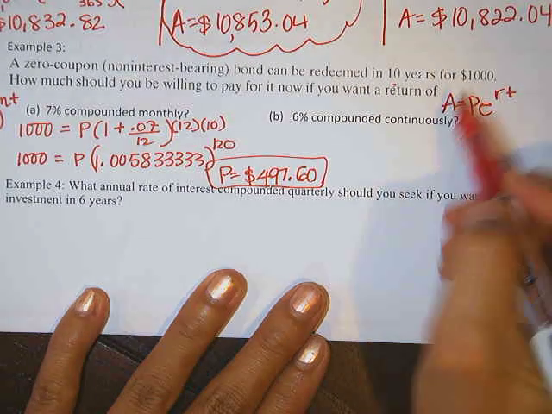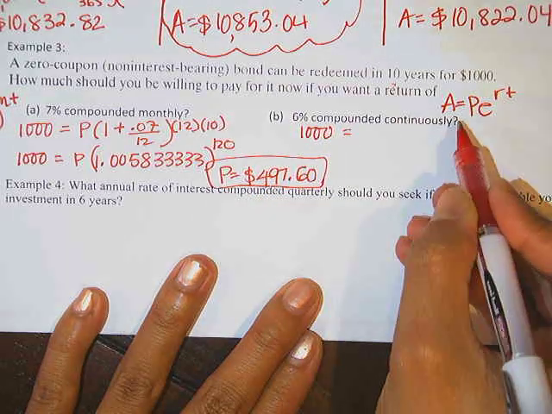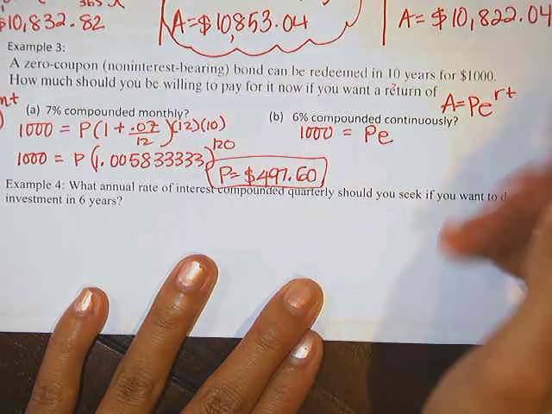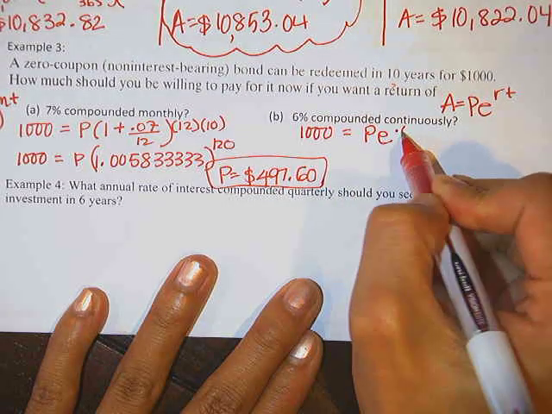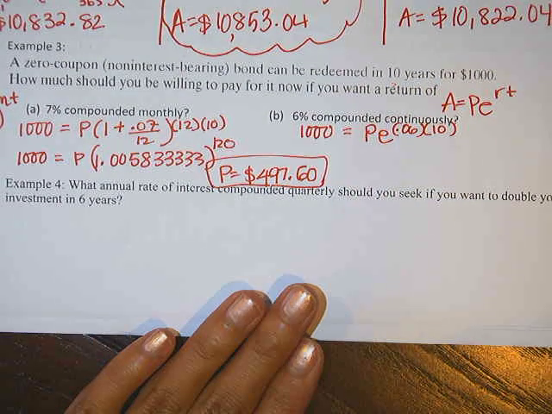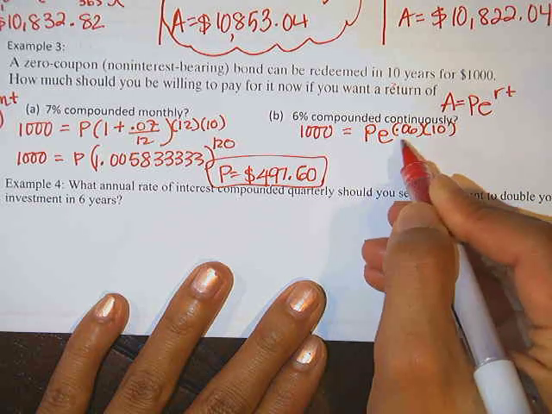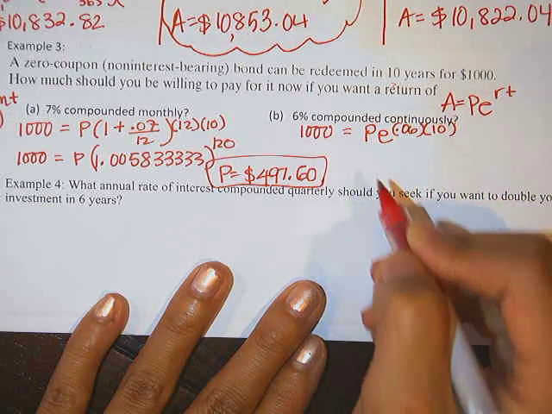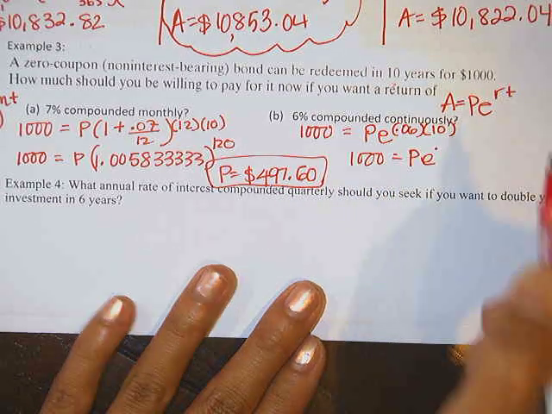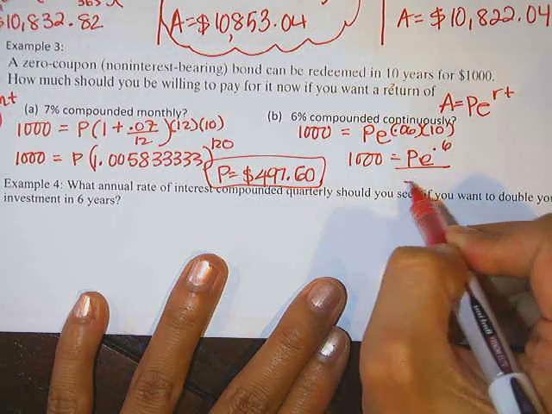So let's see. A is what we are going to end up with, which is $1,000. P is the amount of money that we need to invest now. E is E. Rate is 0.06. T is 10 years. Okay, so here we go. We're just going to divide both sides by e to the 0.06 times 10. 0.06 times 10 is really just 0.6. So 1,000 equals P times e to the 0.6.